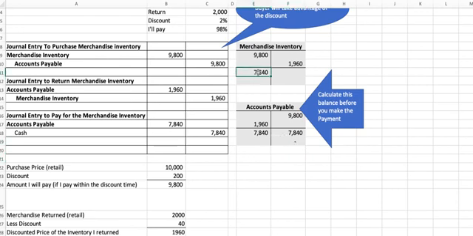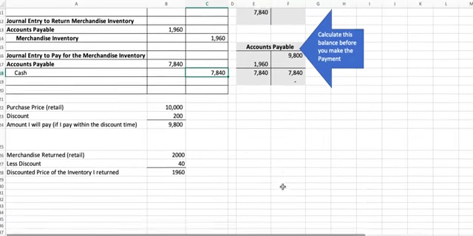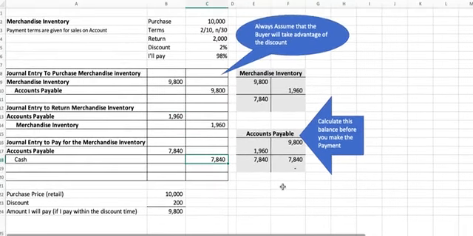I still have inventory, and then also if I had a T account for cash, my cash would have gone down by this amount, but I didn't create that here. So I hope this helps you understand the journal entries for the buyer in a merchandising company.